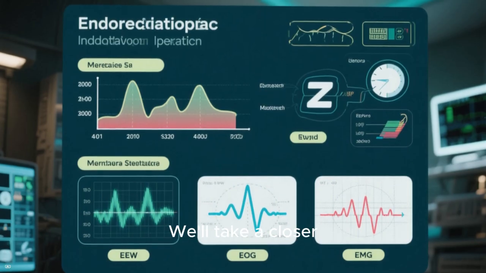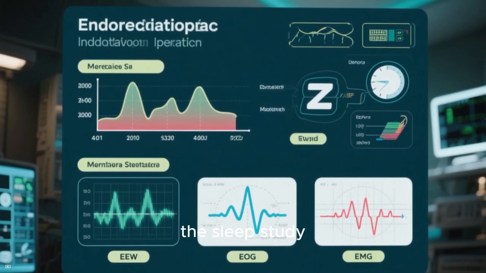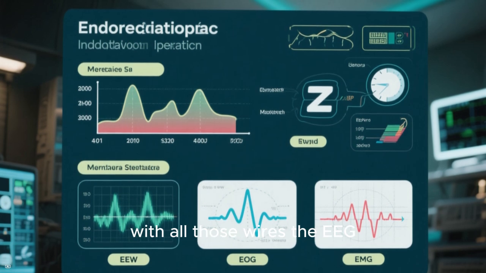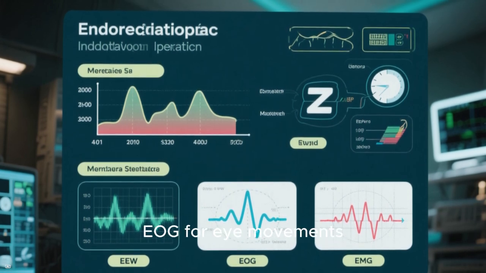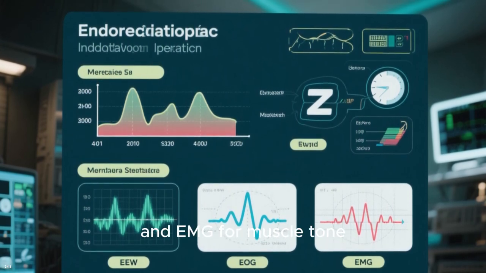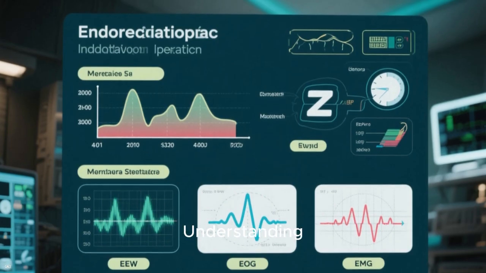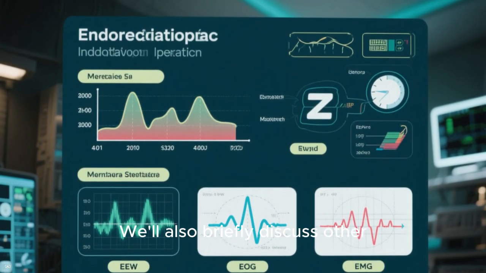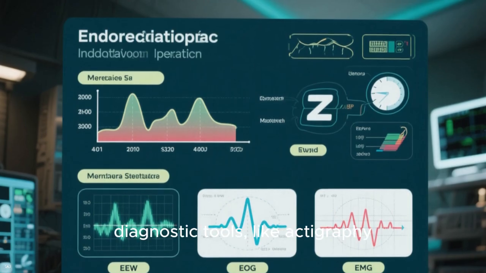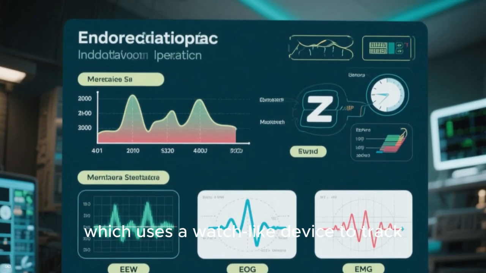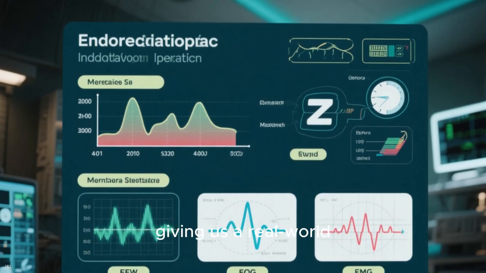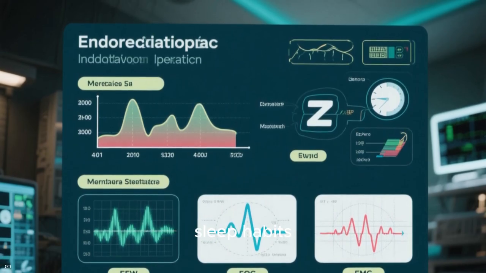Of course, a big part of our job is using the right tools to get the right diagnosis. We'll take a closer look at the polysomnogram, the sleep study. We'll break down what we're actually measuring with all those wires, the EEG for brain waves, EOG for eye movements, and EMG for muscle tone. Understanding how to interpret the basics of a sleep study report is a vital skill. We'll also briefly discuss other diagnostic tools, like actigraphy, which uses a watch-like device to track sleep-wake patterns over weeks, giving us a real-world picture of a patient's sleep habits.